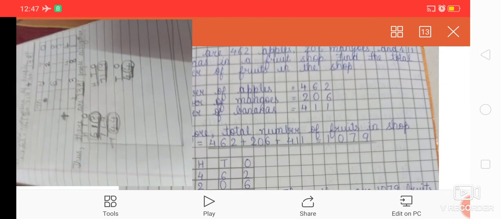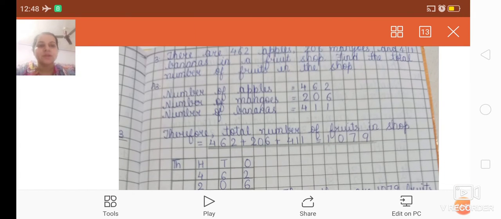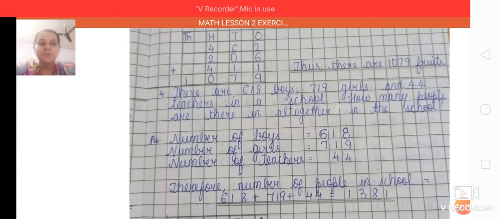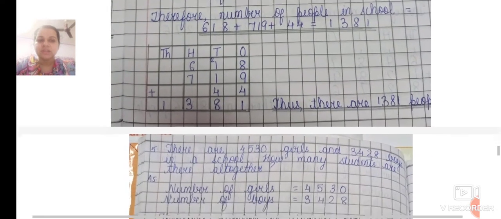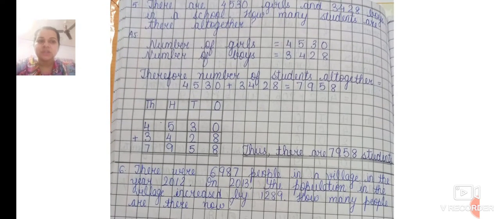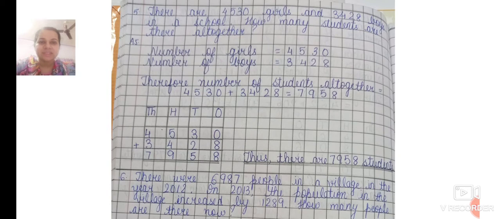I hope you all have understood this sum. Now we move on to the next sum. Students, as all the word problems are the same, I want you all to do the homework: sum number 5, 6, 7, 8, 9 and 10. Now we will solve sum number 11. This is the way you are going to solve sum number 5, 6, 7, 8, 9, 10. I'll show you in the notebook.